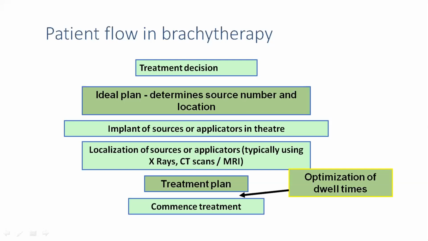Once a treatment decision is made, we determine what is to be done, either an intracavitary placement or an interstitial one. After that, we implant the sources in the operation theater under general anesthesia or spinal anesthesia. Then we have to acquire the images either by X-rays, CT scans, or MRI. Then the treatment plan is generated and optimization done, and we commence treatment immediately. The applicators are removed and the patient is discharged. This is the flow pattern in brachytherapy.